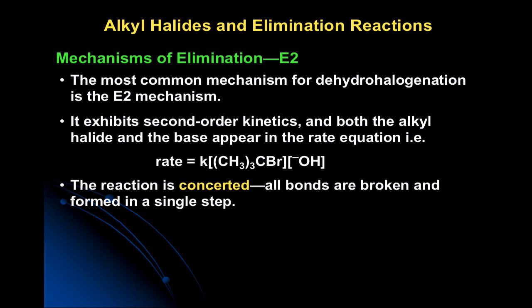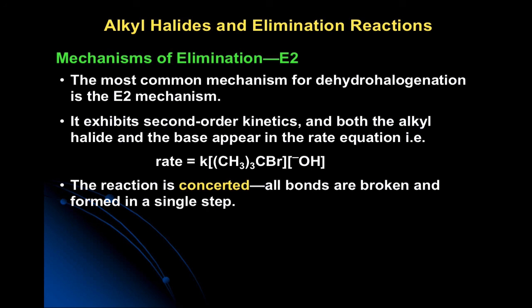Okay, so the base is coming in, abstracting the proton at the same time that the alkene is being formed, at the same time that the leaving group is leaving. All of that is happening. And we represent that by how many arrows? 3 arrows. And we know that the hydrogen must be what with respect to the alkyl halide? Antiperiplanar. In E2 elimination, the hydrogen needs to be anti-periplanar to the leaving group.